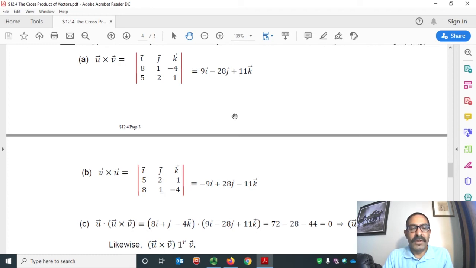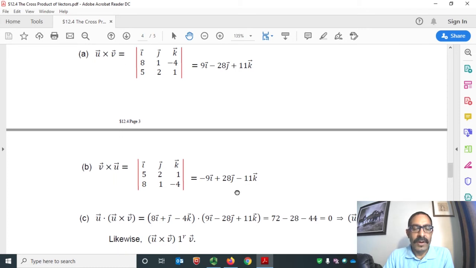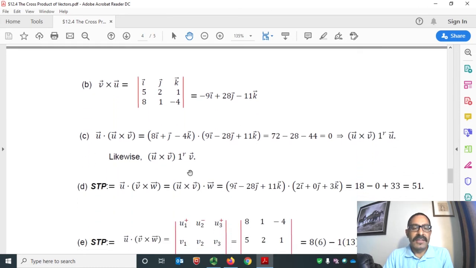If you compare the solutions of part A and part B, the solution of part A equals minus the solution of part B. Great. So now we verified that the cross product is anti-commutative. Great. Let's move on. Part C. Let's compute U dot U cross V.